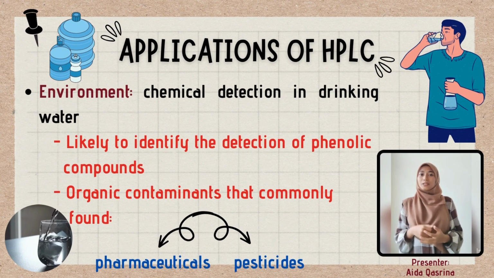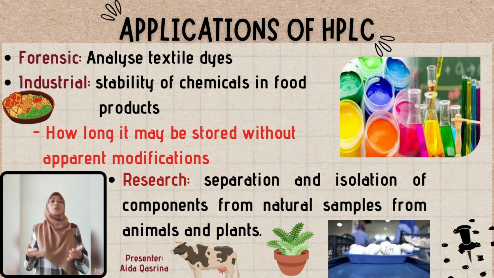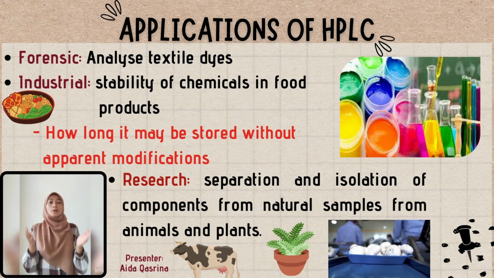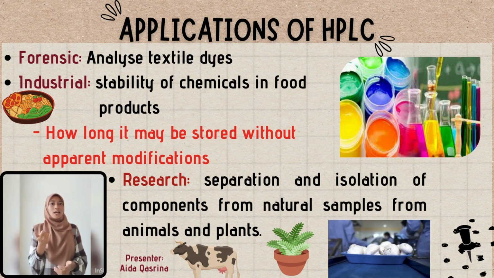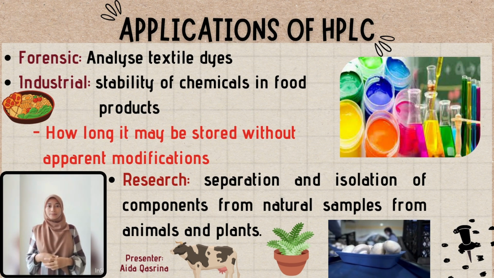Furthermore, for the environment, chemical detection in drinking water can be discovered, where it is possible to identify the detection of phenolic compounds in drinking water. According to Sharma and Nagy 2020, organic contaminants such as pharmaceuticals and pesticides are commonly found in drinking water samples. Besides, HPLC will be used in forensics to analyze textile dyes. Textile dyes are classified into numerous dye classes such as reactive, basic, acid, direct, and dispersed according to Kiran 2021.